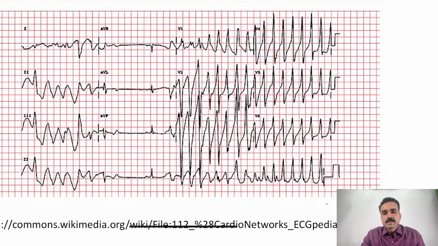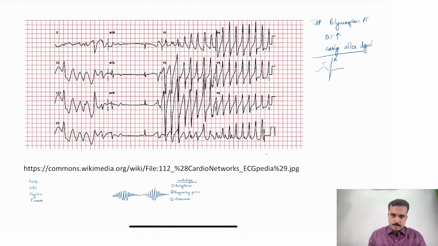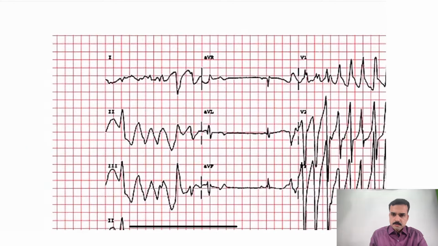It's twisting around the central axis, no? So, a rhythm that twists around the central axis would be, I'm sorry. Okay. A rhythm that twists around the central axis would be, in the French.